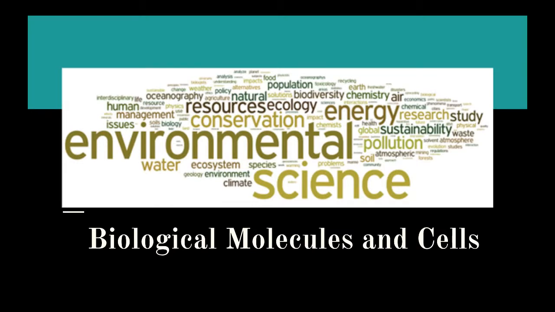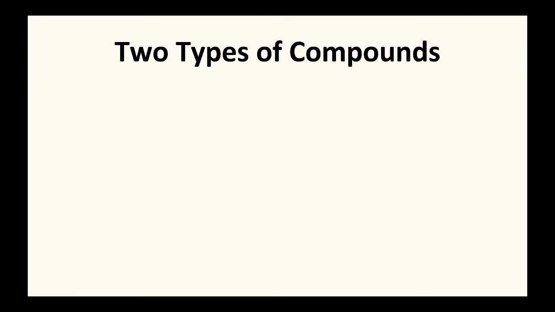Moving on to biological molecules in cells now. Again, these words will all be familiar to you from your biology class, but they're very important when we look at environmental systems. Before we get into those, there's two types.